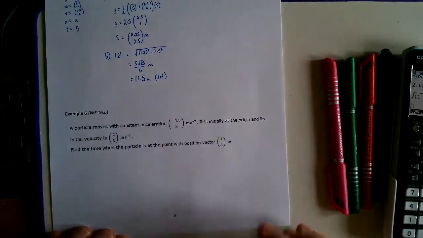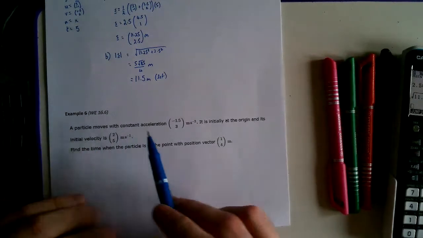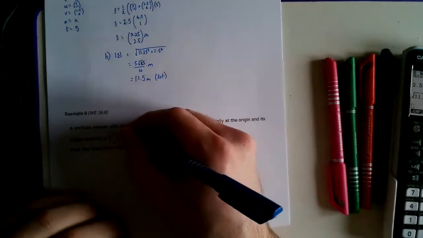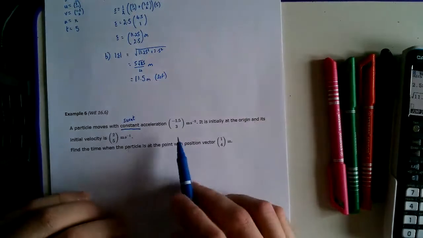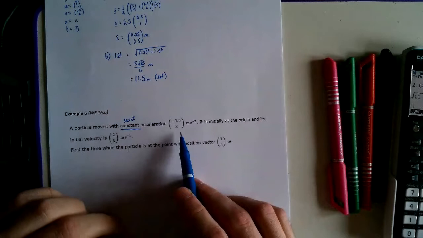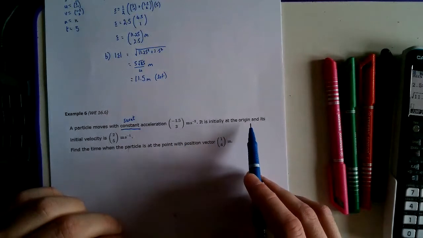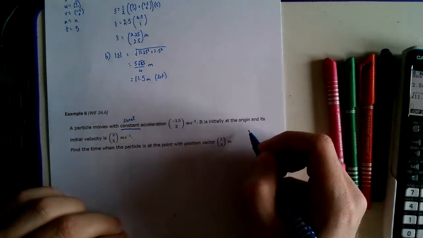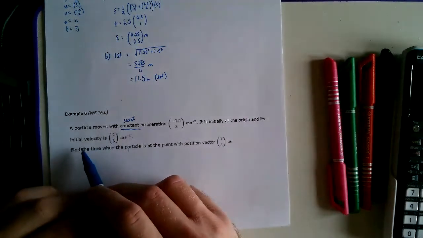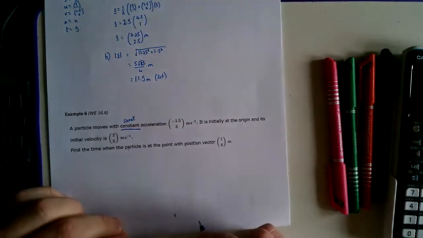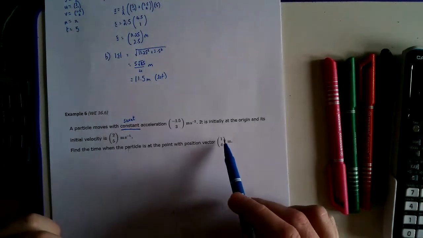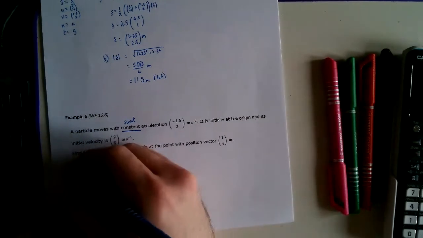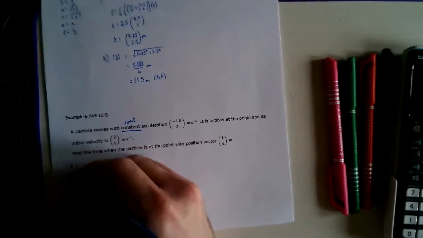Okay, the next one. A particle moves with constant acceleration. So constant means we can use SUVAT. The acceleration is minus 1.5, 3. Initially it's at the origin, so we know where it starts, and its initial velocity is 2, 5. Find the time when the particle is at the point with position vector 1, 4. So again, we can use SUVAT.